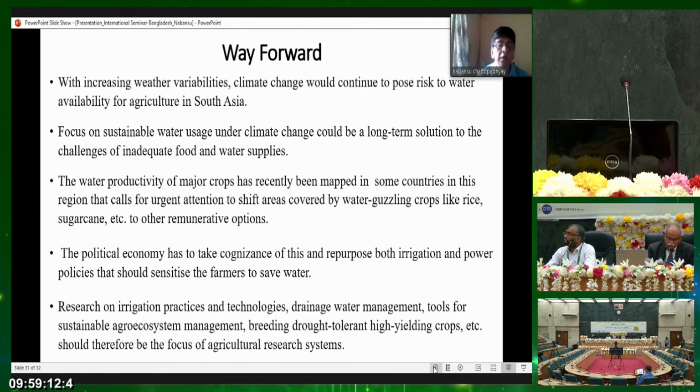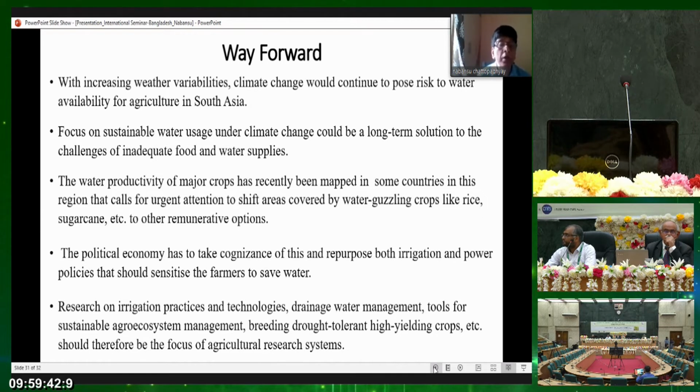Another very important thing: some of the countries have mapped the water productivity at a very high resolution scale and coarse resolution scale. I think that India has done this in a number of places. I will be requesting that other countries map their water productivity, and based on the water productivity, they should switch over from sugarcane and rice to other remunerative options.